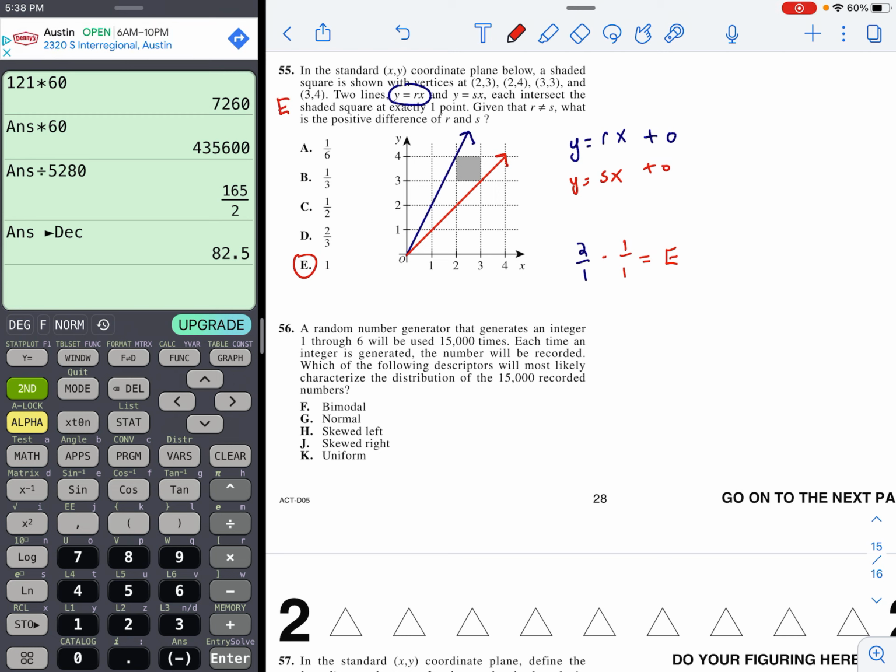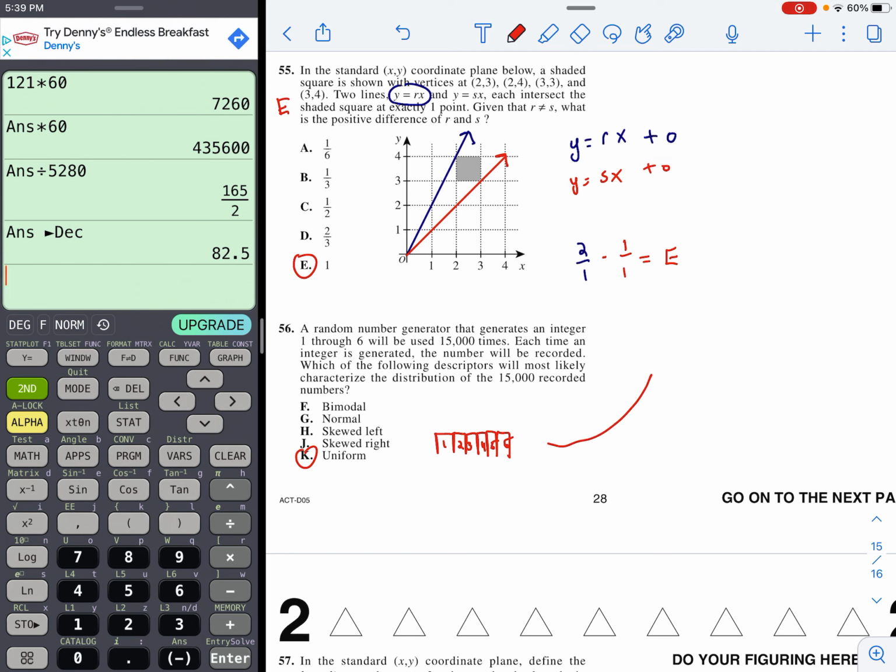56, a random number generator generates an integer 1 through 6, will be used 15,000 times. Each time the number is recorded, which most likely characterizes the distribution. Okay, if you have random numbers 1 through 6, at the end of the day, what this is going to look like is a uniform distribution, right? If you just keep randomly drawing 1 through 6, they're all equally likely. This would be a uniform distribution.